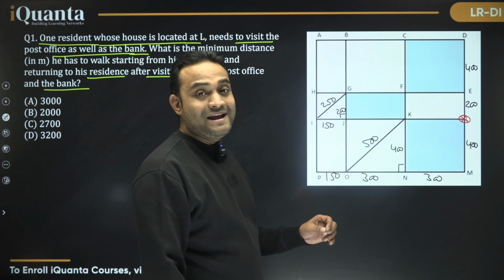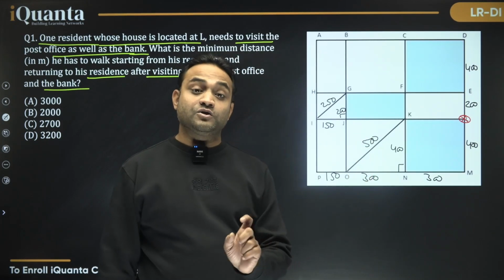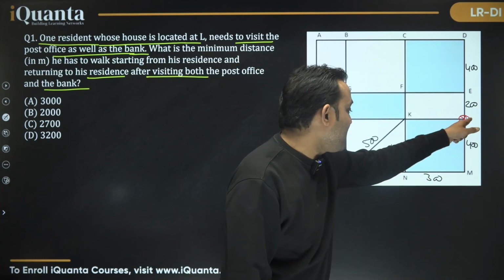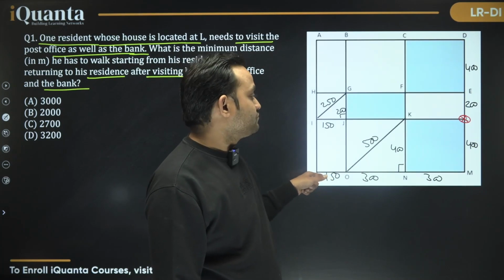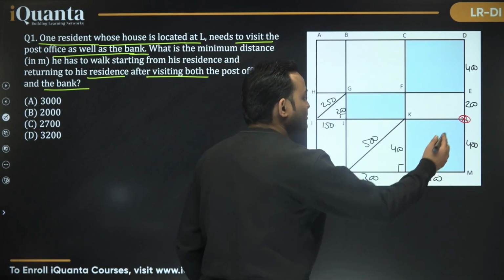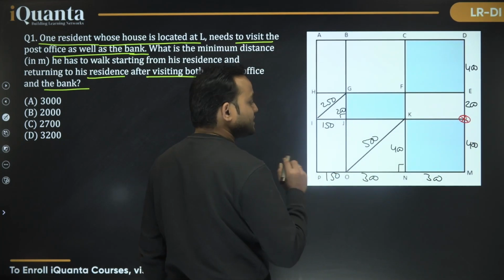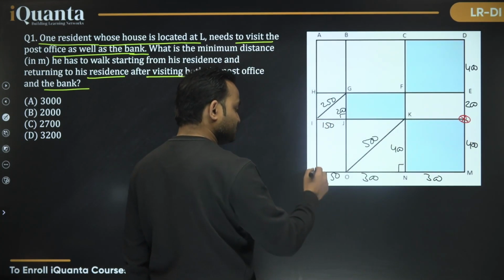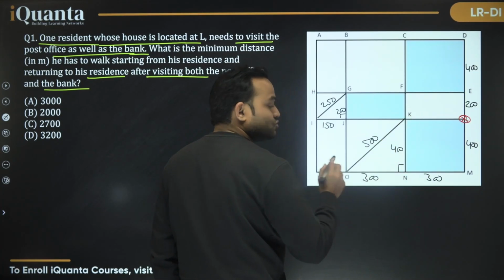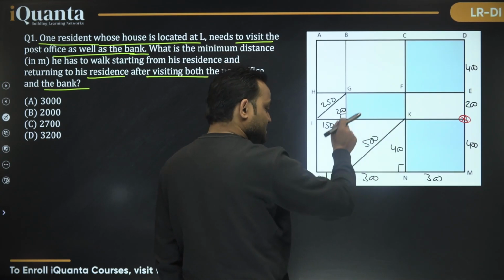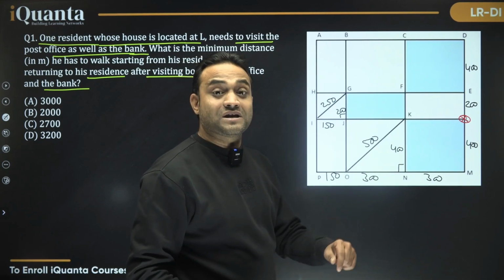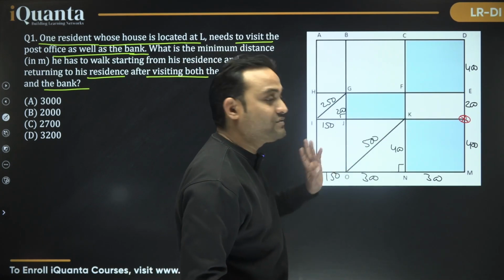Now, why am I finding these distances? Because we need to find the minimum distance. Now think about this. If someone is going from L to P, he will have to go through this point. He can go from L to J, then O, then P, or L to I, then P. But if he goes from L to K, K to O, he can avoid this distance or this distance. 400 plus 300, 700. Instead of 700, he will have to walk only 500.